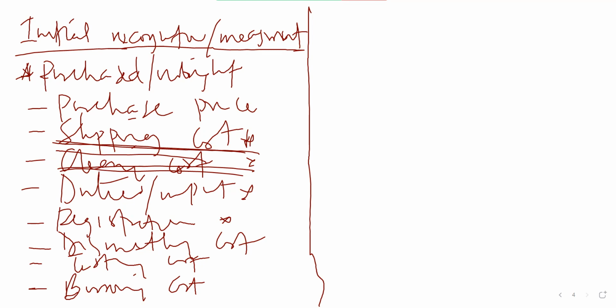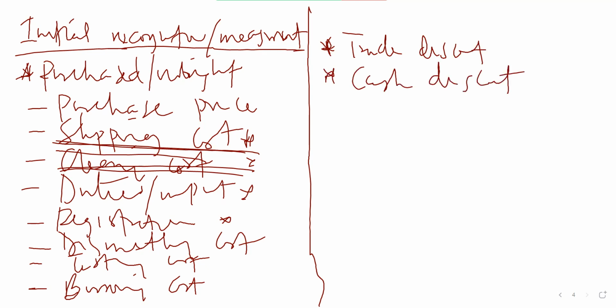So if you are going to initially recognize the asset, you take the asset at its purchase price less any discounts. How many types of discount do we have? We have two: trade discounts and cash discounts. Which of them do you think we can talk about in the case of initial recognition of the assets? Trade discount.